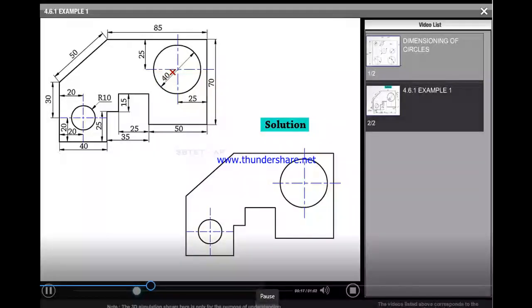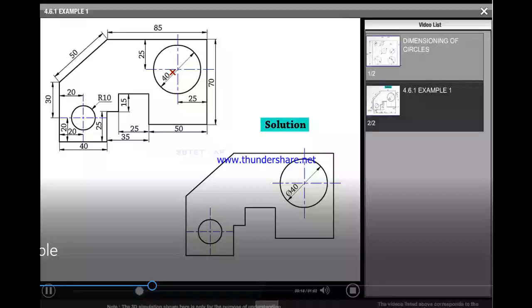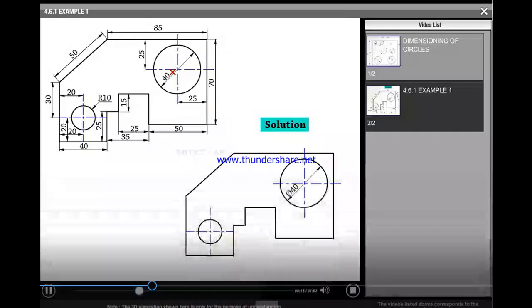There is a 40. That 40 should be placed like this, theta 40, that is, it will be indicated as dia 40. The 40 with arrow marks is not a correct representation. Theta 40 is the correct representation, which indicates the dia.